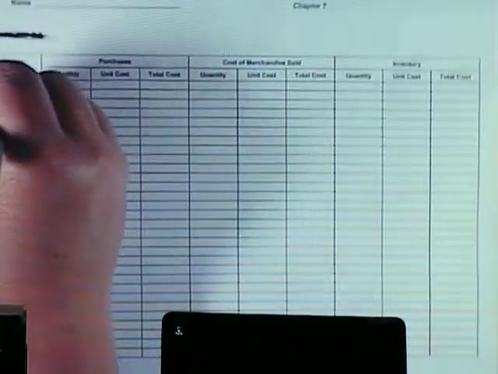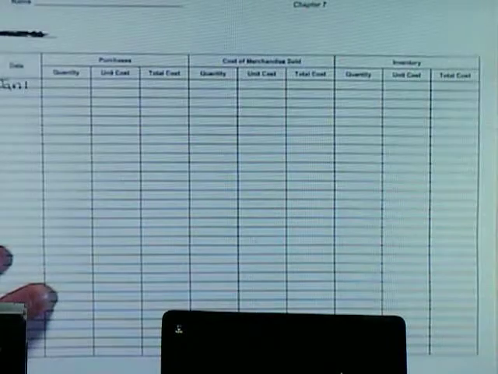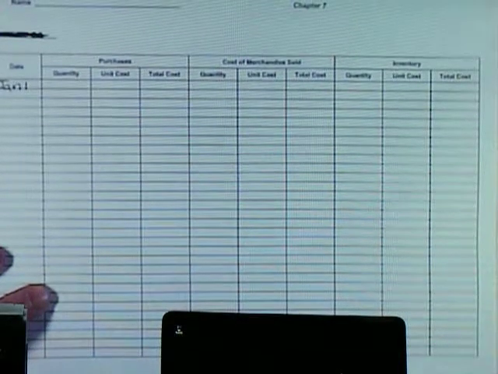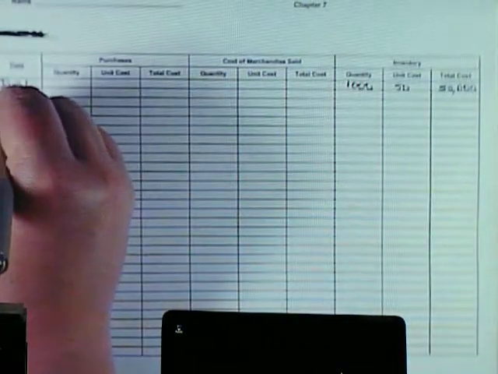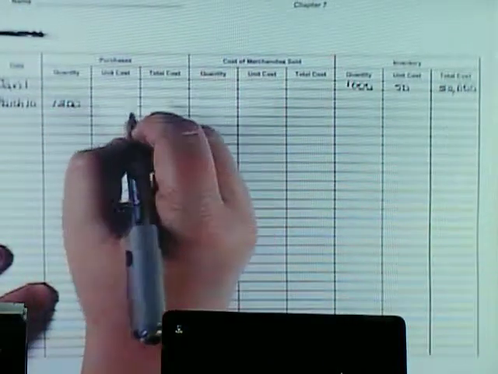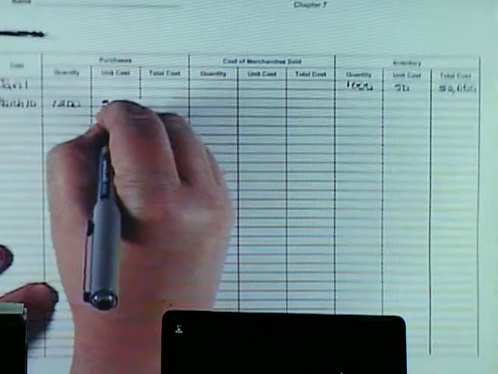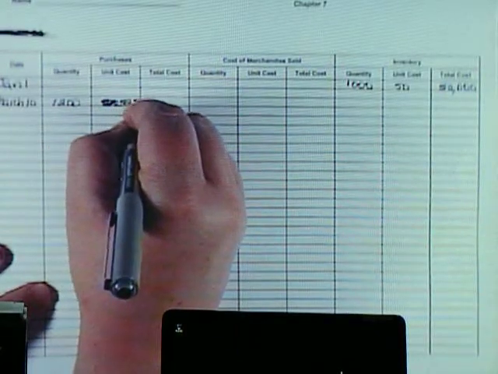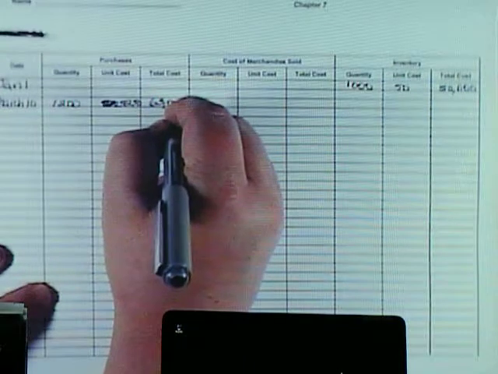Okay, so on January 1, we have inventory of 1,000 units. We're going to go all the way over here to the inventory side, and we're going to put 1,000 units at $50 each for a total of $50,000. Okay? March 10th, we purchased 1,200 units at $52.50. So on March 10th, I'm going to purchase 1,200 units at $52.50 each, for $63,000.